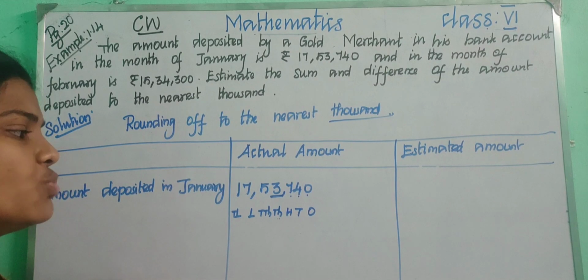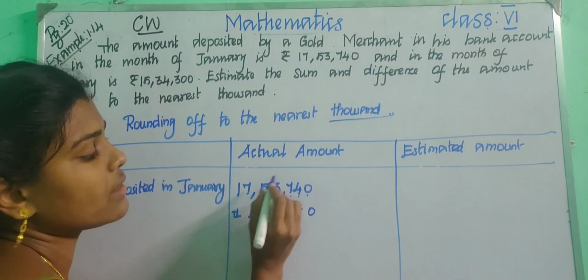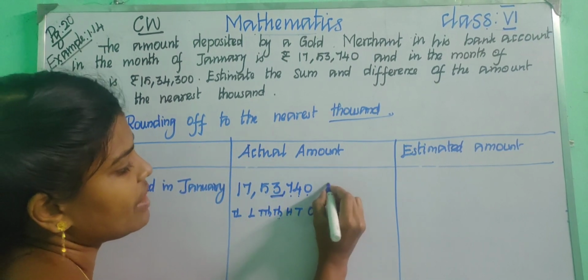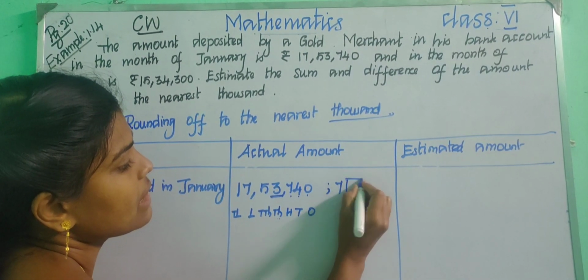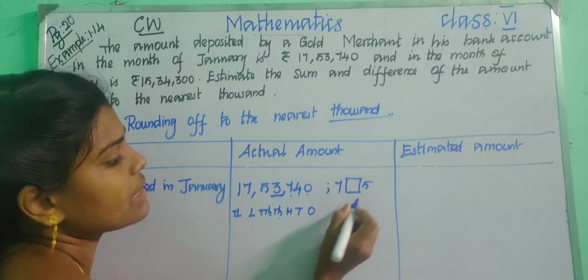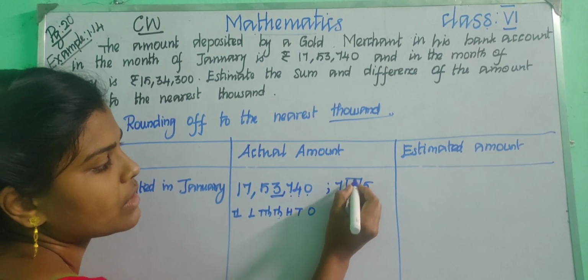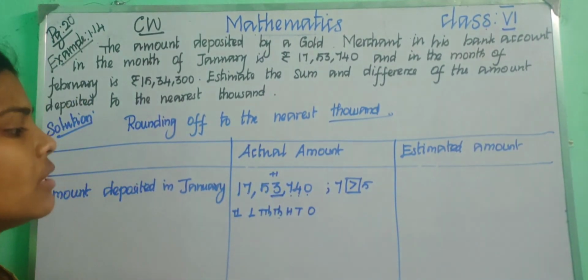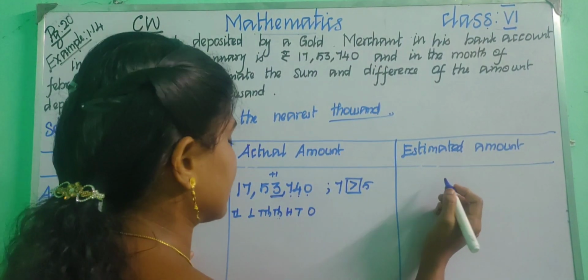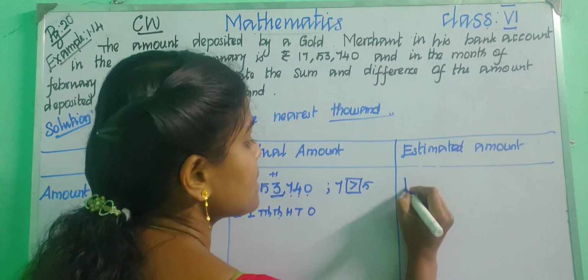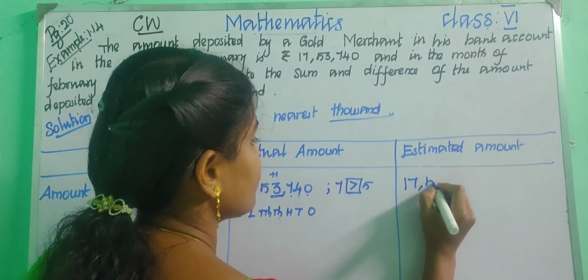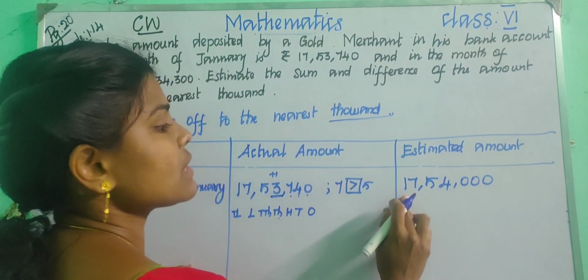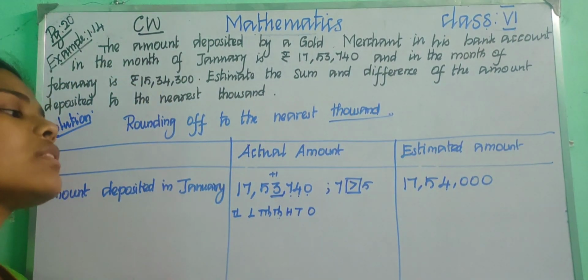So what we need to do? We need to take the next digit to the thousands place. So it is 7. We need to check whether the 7 is greater than or less than 5. It is greater than 5. So children, we need to add plus 1. Let us write the estimated amount: 17 lakhs 54,000. Okay children, so 17 lakhs 54,000.